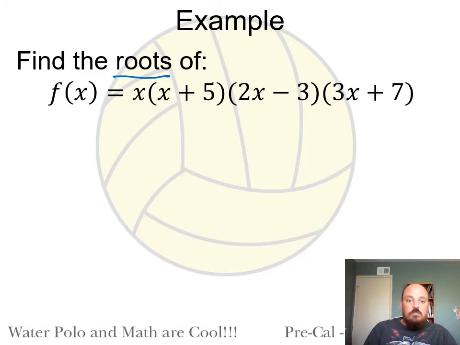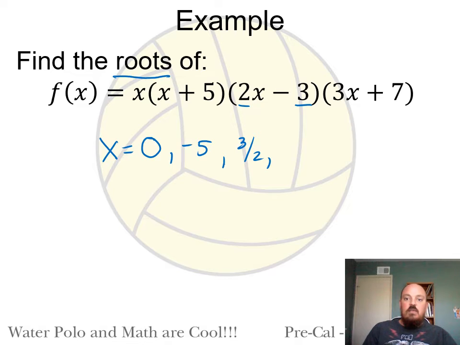So I'm ready to answer this question. X equals, now I do get a 0. Anytime you factor an x by itself out, that gives you a solution of 0. I would have a negative 5 for the second one. I would have a positive 3 over 2 for the next one. And for my last one, I would have a negative 7 over 3.